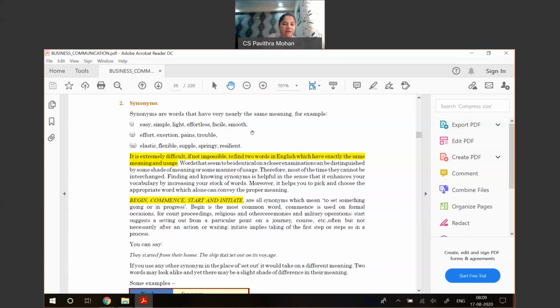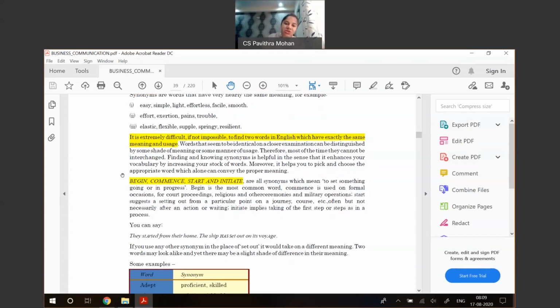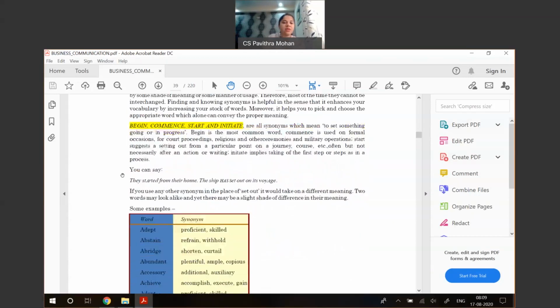The same way you have effort, exertion, pains, trouble, or elastic, flexible, supple, springy, resilient. So we have to know that the exact same meaning will not be available. Based on the usage it will differ. Similarly, they have given begin, commence, start, and initiate. Begin is you begin a work, commence is some process commencing, start is a race starting, initiate is a new process which we are trying to initiate.